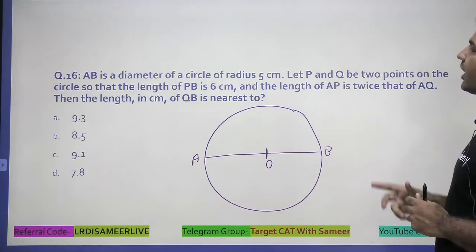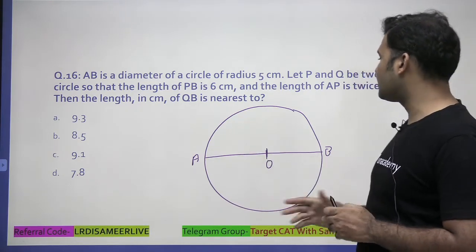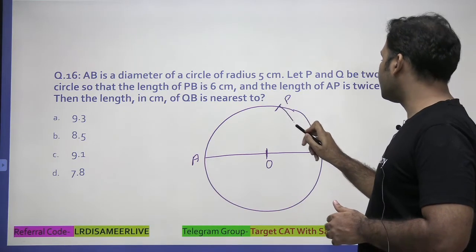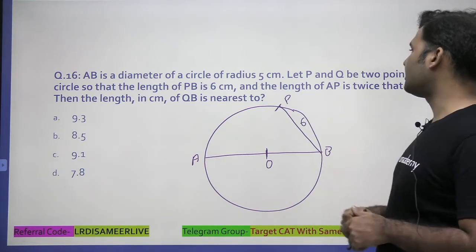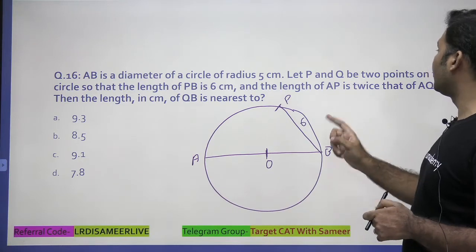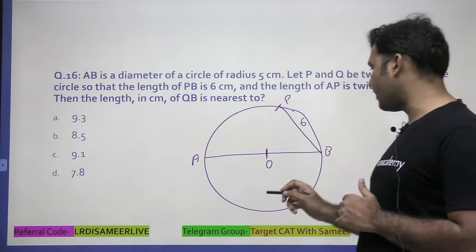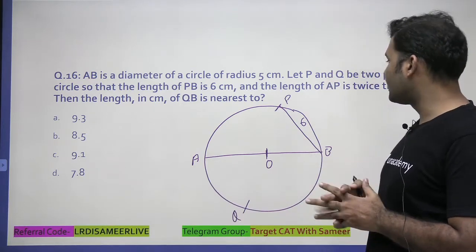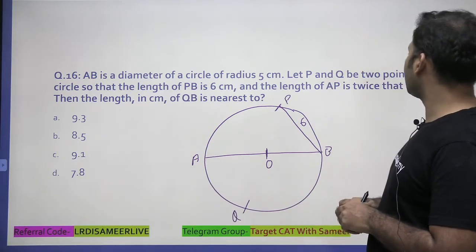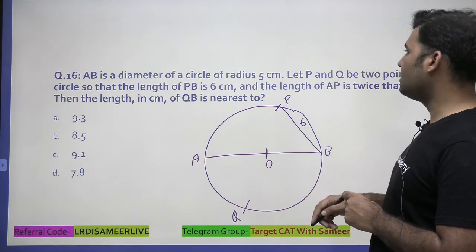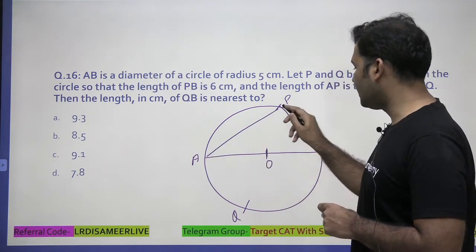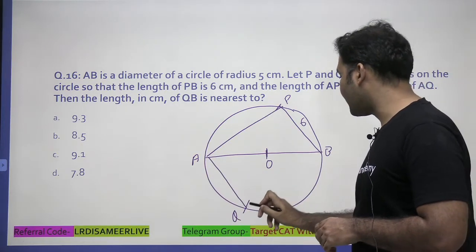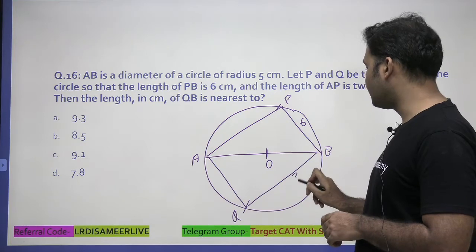P and Q are 2 points on the circle so that PB is 6 centimeter. So, take a point P here and it is given that this length PB is 6 centimeter, and the length of AP is twice that of AQ. There's another point Q also. Let's take this as point Q. So let's take Q on this side, and it says the length of AP is twice that of AQ. And we are supposed to find out the length of QB.